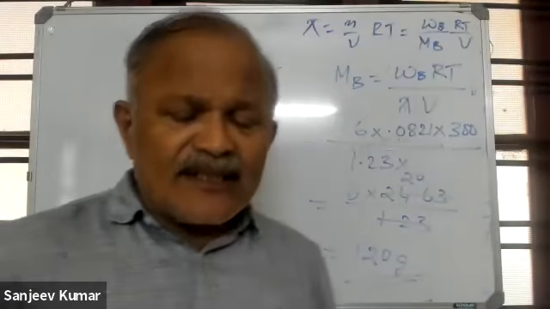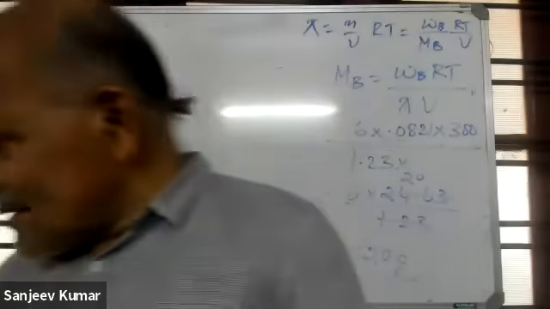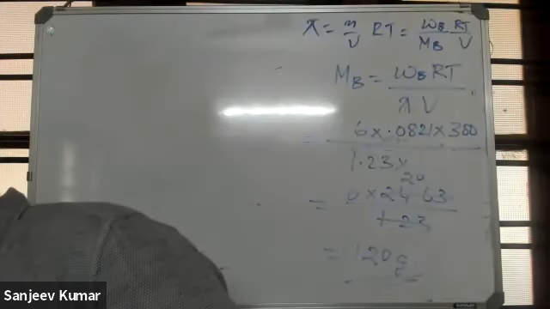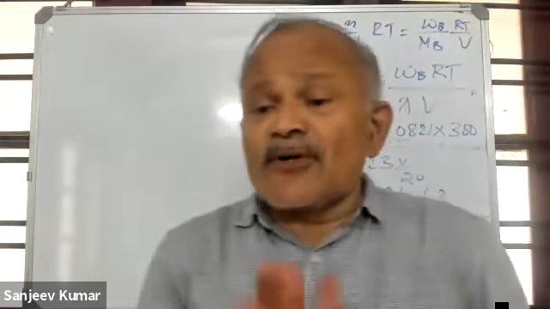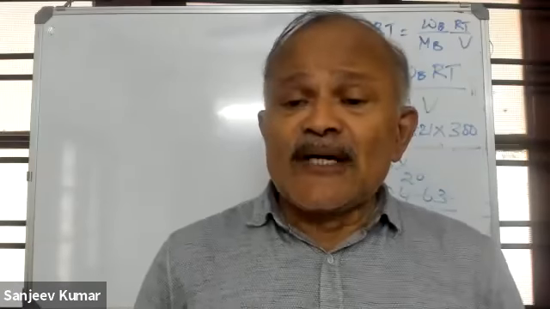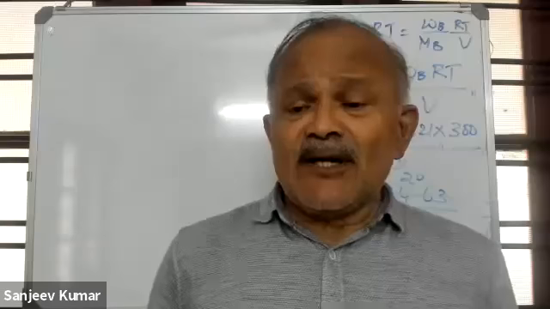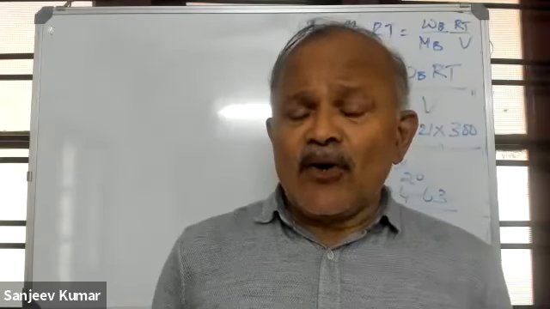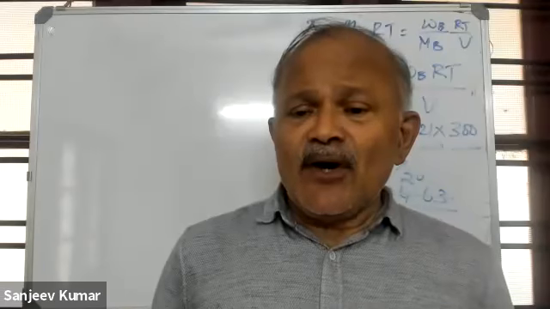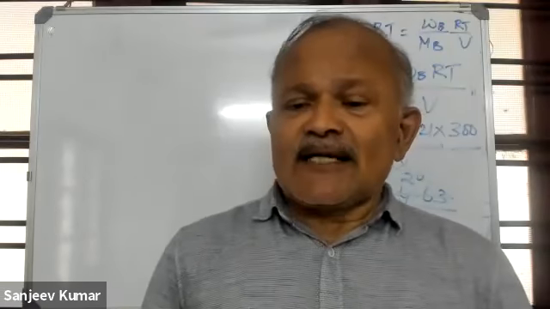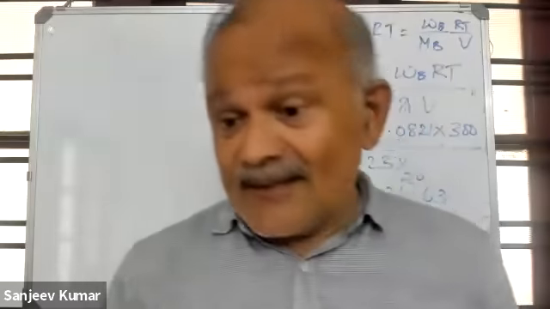And that is about the solution. This is the way in which we can calculate the molar mass of a solute. All four colligative properties are used to determine the molar mass of a solute: relative lowering of vapor pressure, elevation of boiling point, depression of freezing point, or osmotic pressure. And that is about the solution. Okay, thank you very much.